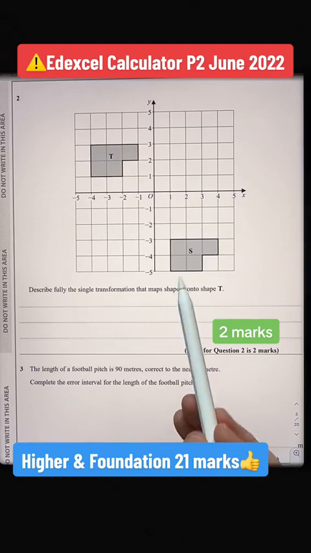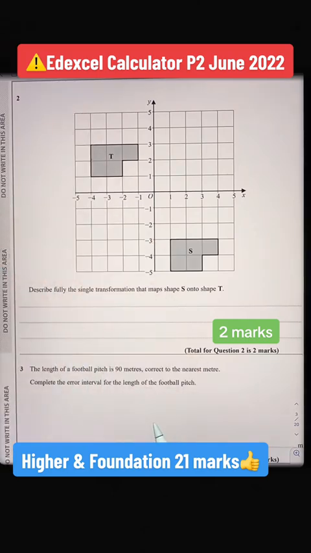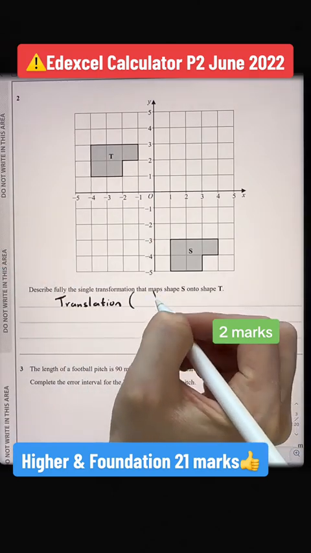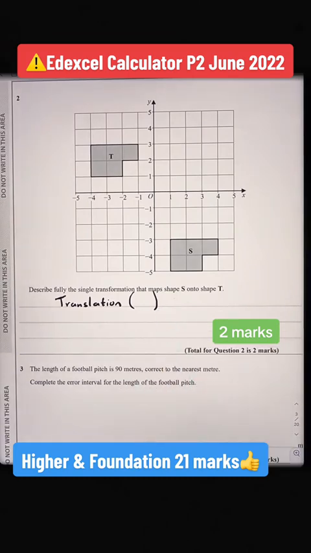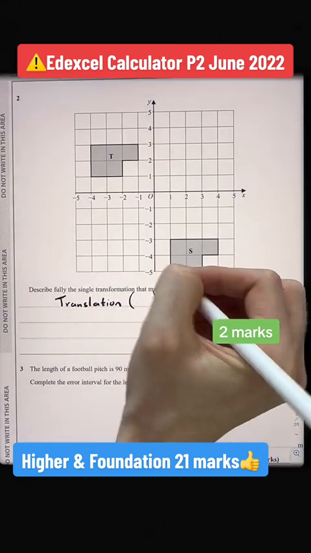In this case here, as the shape is going from S to T, we can see it's just simply been shifted left and up. We therefore know it's a translation. A translation is always given by a vector. All we need to do is pick a vertice on shape S as it's going from S onto T and find out where that new vertice has ended up.